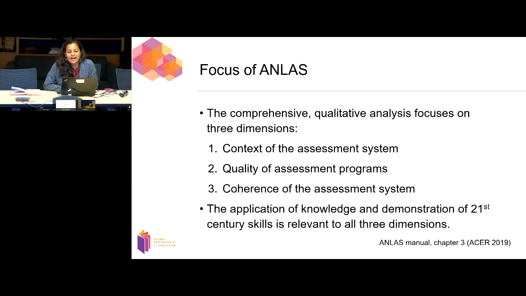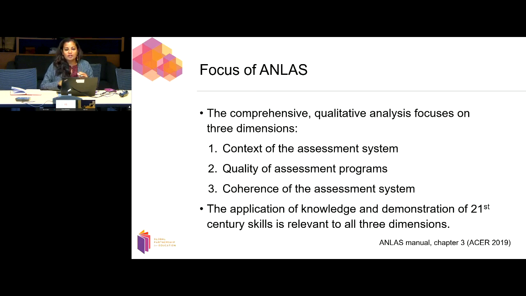So ANLAS is in fact a comprehensive and qualitative analysis of the overall system. It is not actually an assessment or an evaluation in and of itself, but rather an analysis of the learning assessment system. And so this qualitative analysis focuses on 3 core dimensions. So firstly, on the context of the assessment system. Secondly, on the quality of the different assessment programs that the country participates in or administers. And thirdly, on the coherence of the assessment system.